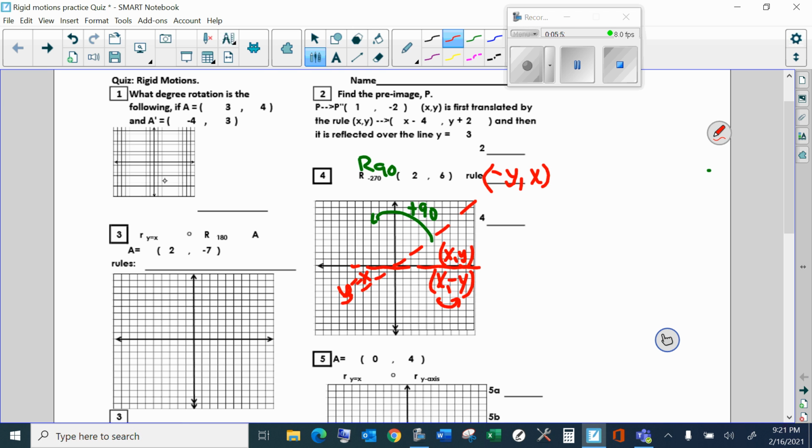All right, so now you go ahead and just apply that rule. Again, you don't have to graph any of it. You can just apply the rule. There's my xy, and it becomes negative y, so it's negative 6, comma, x is 2. Very simple.